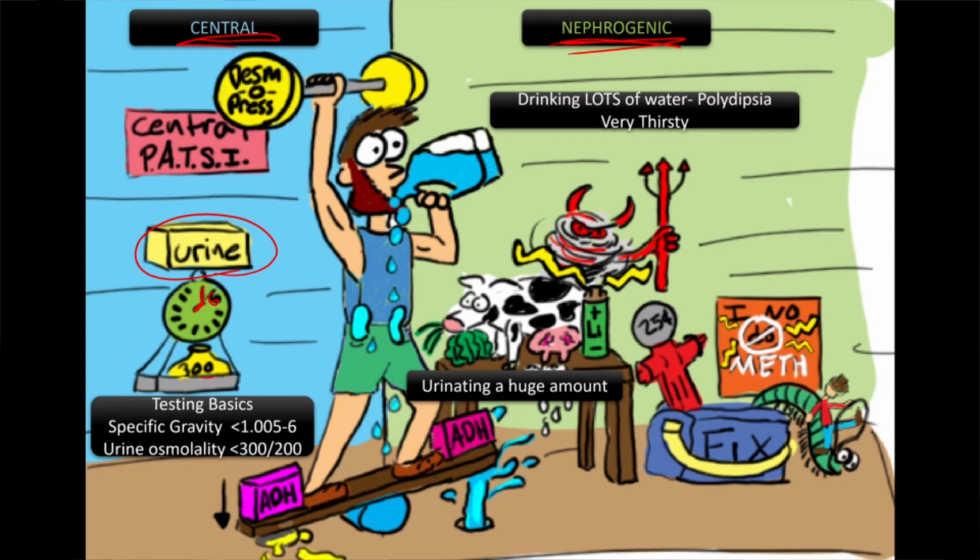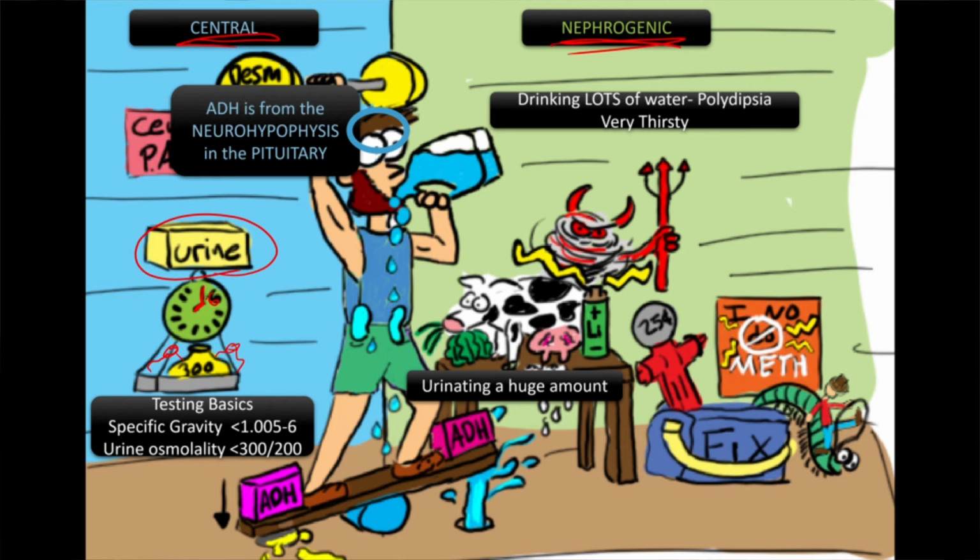Then down here we have the actual urine. It has a nice 300 on it. I probably should have just drew 3 different urine things on it. That would make more sense, but I didn't. But that means the urine osmolality is less than 300, and some sources I saw was 200, so between 200 and 300, if the urine osmolality is really low.